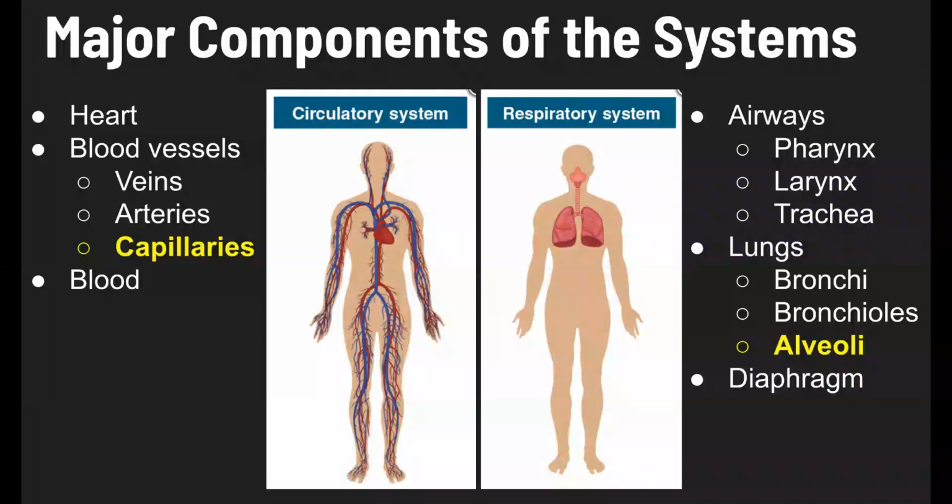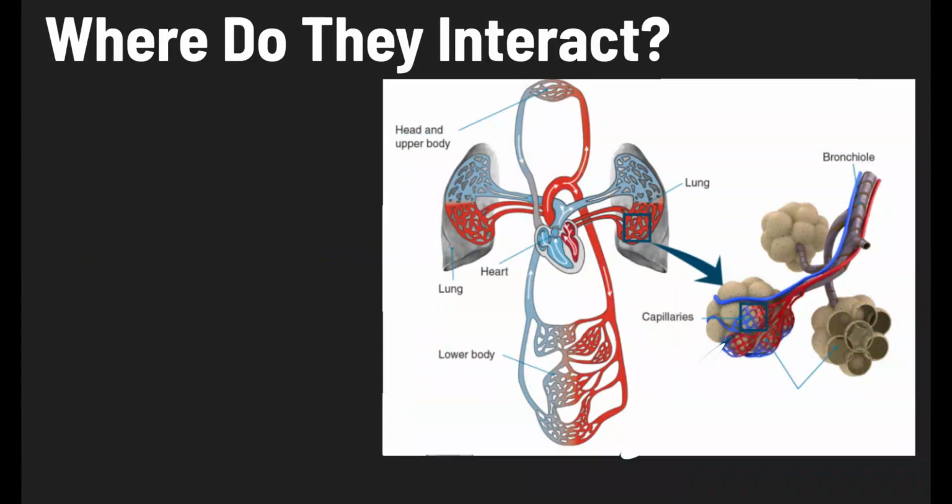So I highlighted in yellow the capillaries and the alveoli for a reason. The capillaries are part of the circulatory system. The alveoli are part of the respiratory system. These two components of these systems are going to have an interaction that we're going to see here in just a moment.